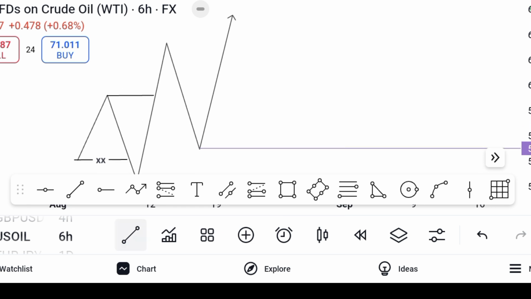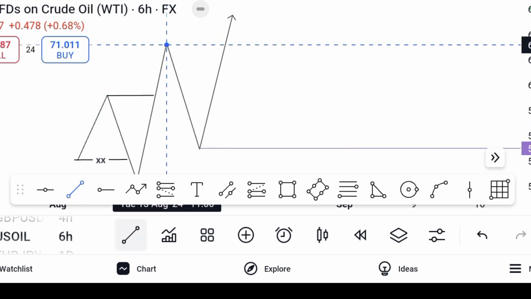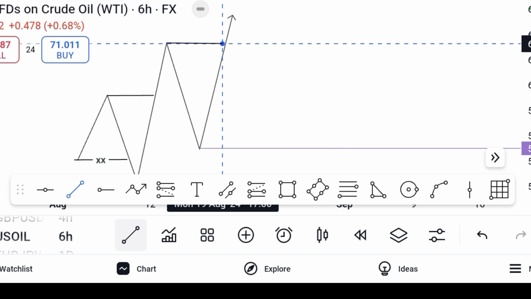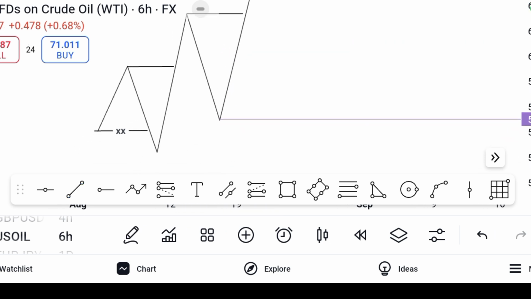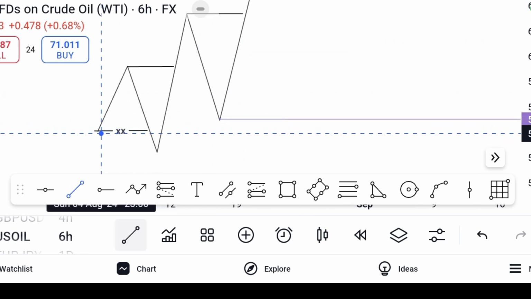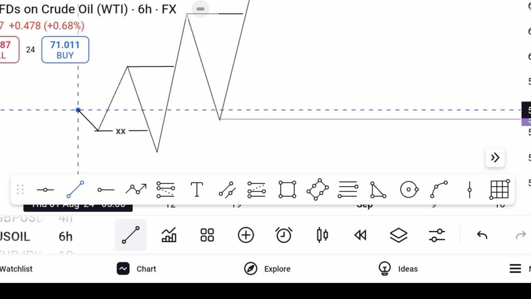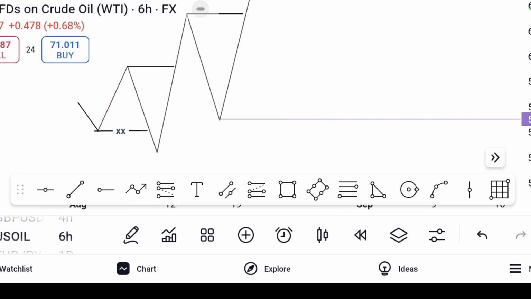And then what happened next? Price came back, gave us our structural liquidity. We have our second break of structure. This is our second break of structure right here. So what do you want to see next, guys? Let me just complete this so you understand it. Okay, let's just say we have something like this. What do you want to see next, guys?